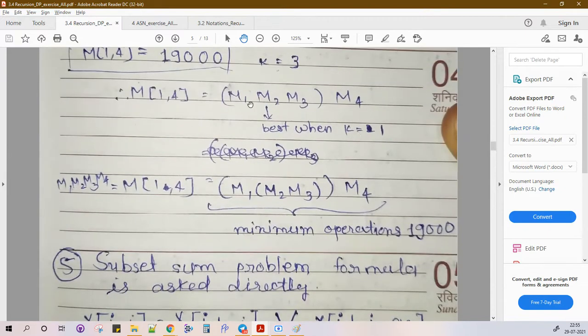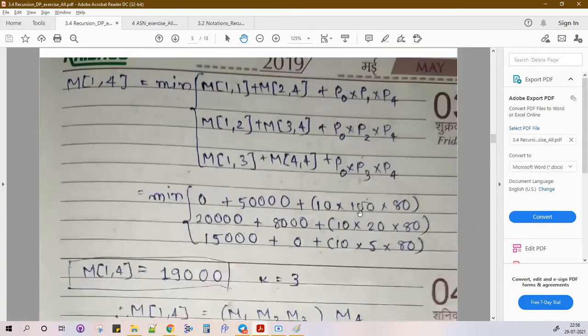What is the meaning of k equal to 1? Break here. M1 multiplied by M2 M3, and M4 I had already outside. So this is the final answer, right? This is the optimum way of doing the multiplication. Multiply M2 and M3 first, whatever answer you get, multiply by M1, and whatever answer you get, last multiply by M4. Then you will need to perform just 19,000 operations, right?